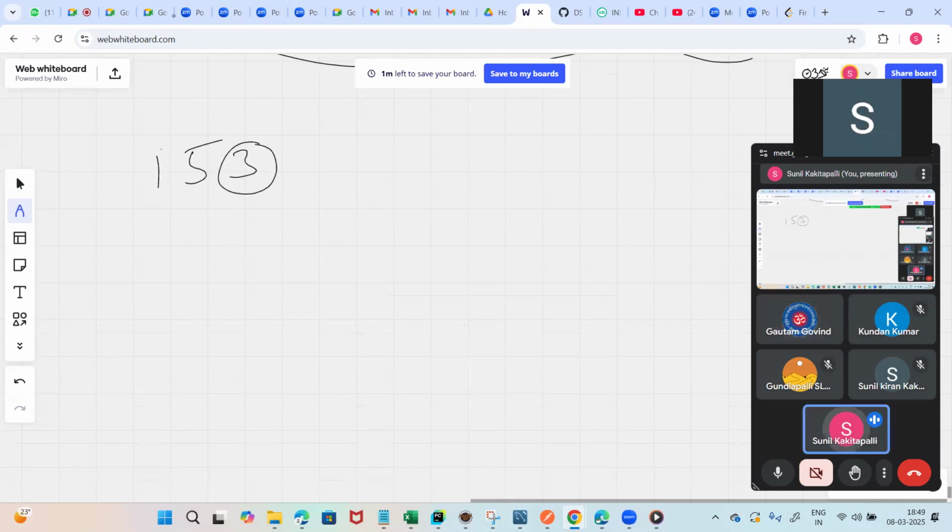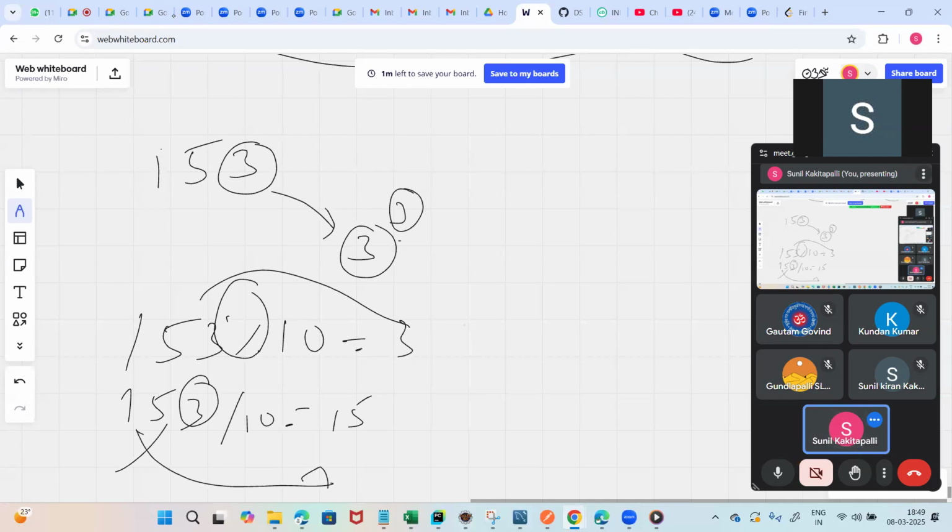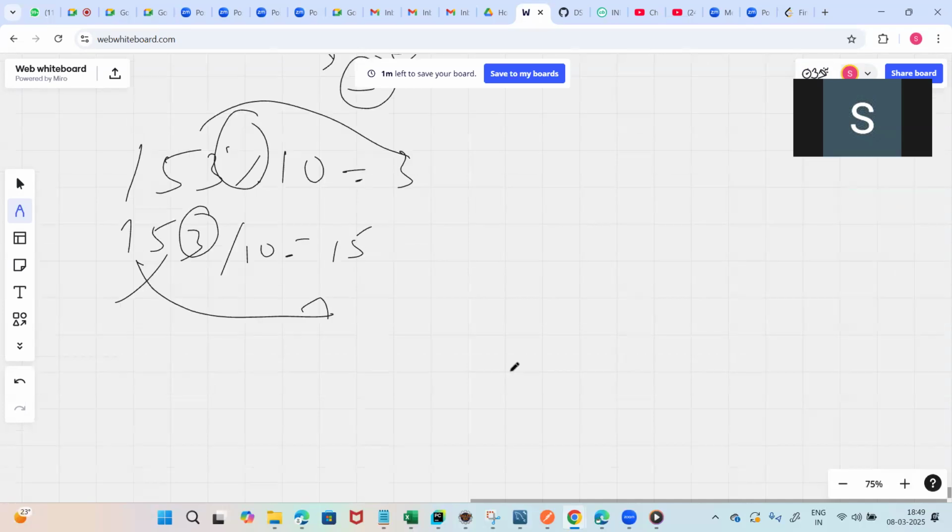See what I am trying to do. I need to take each digit out and I need to make a cube. So if I want to take each digit out, use modulus 10, guys. Remember that 153 modulus 10 equals 3. 153 by 10 equals 15. That means if you do modulus 10 with any number, you will get the last digit. If you do by 10, you will remove the last digit. Am I clear? Clear, guys?